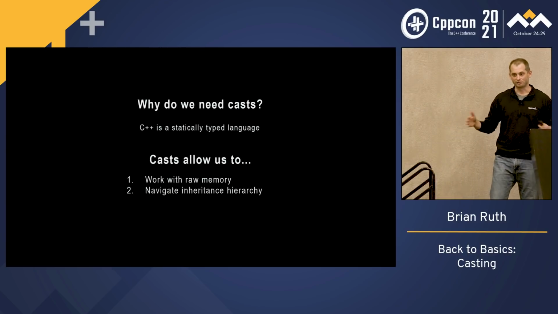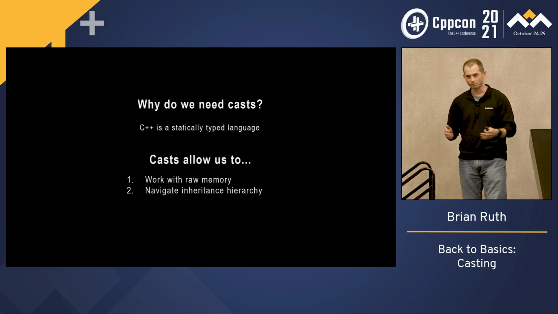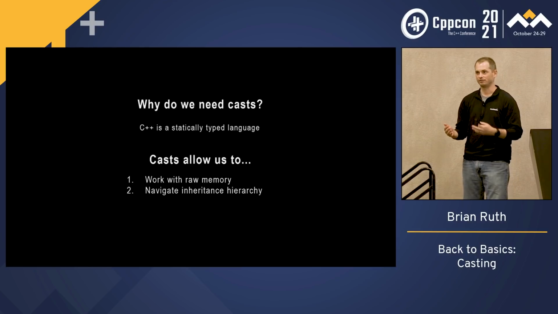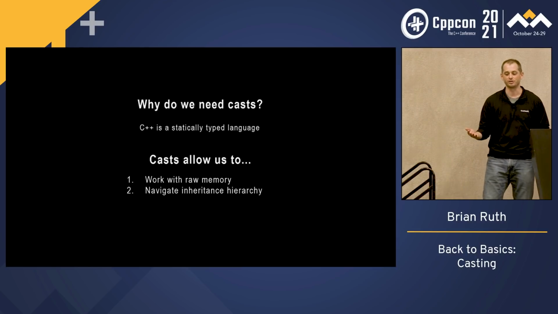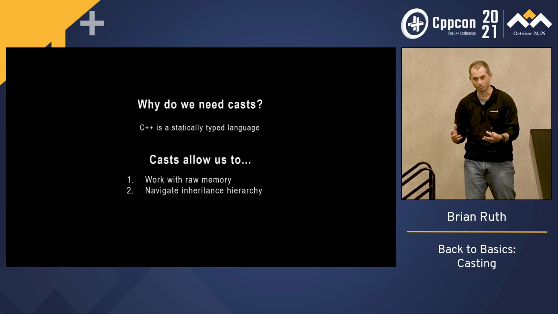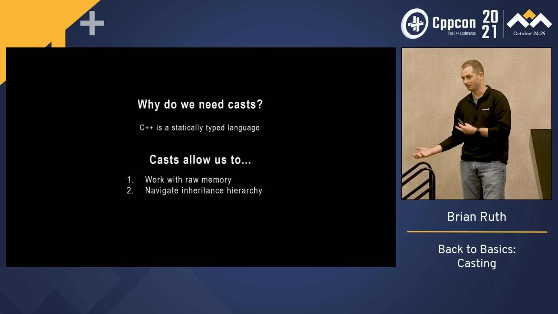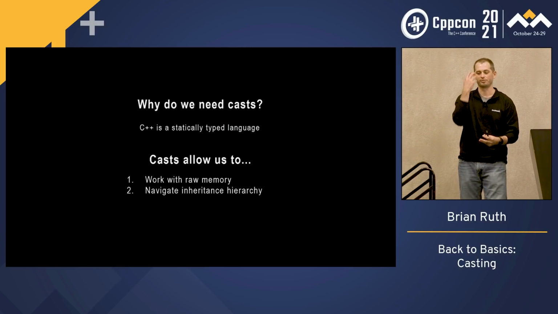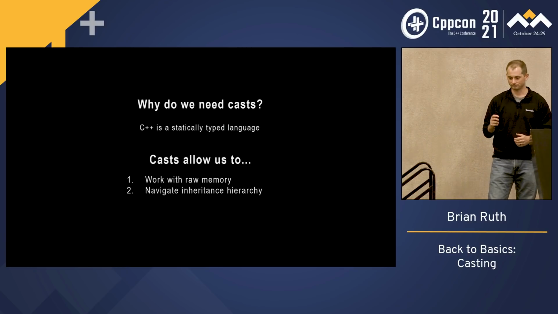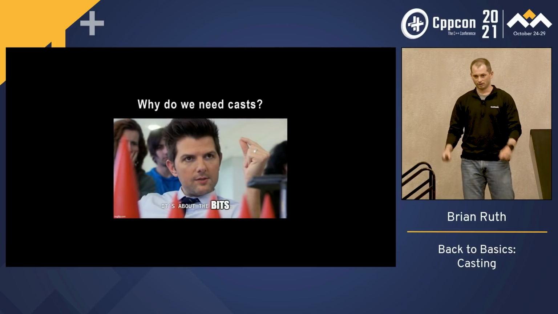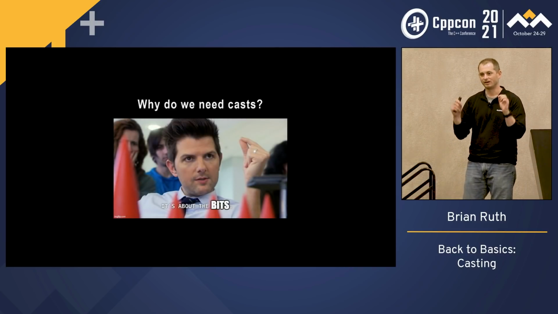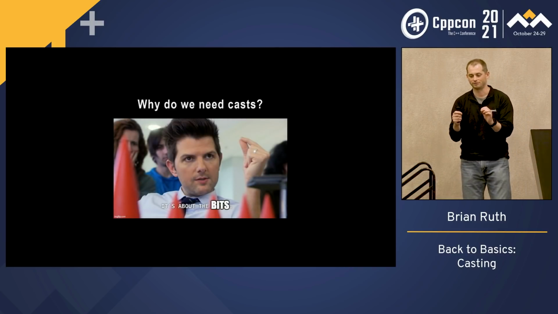But why do we need casts? So why couldn't we get rid of casts entirely? Well, C++ is a statically typed language. And since C++ is also a system language, we need a way to work with raw memory. And because it's also an object-oriented language, we need a way to navigate up and down that inheritance hierarchy. The thing to remember about casting is it is all about the bits.